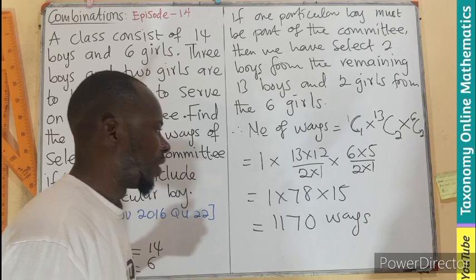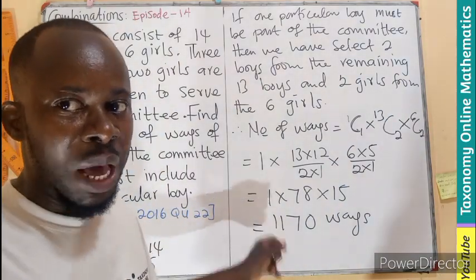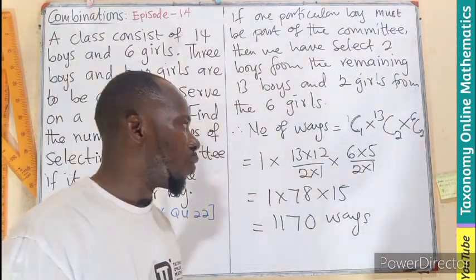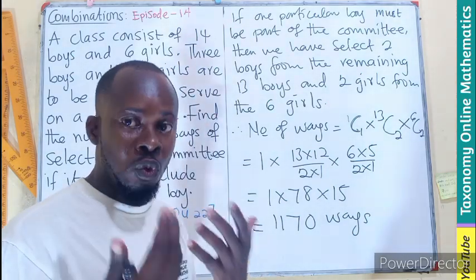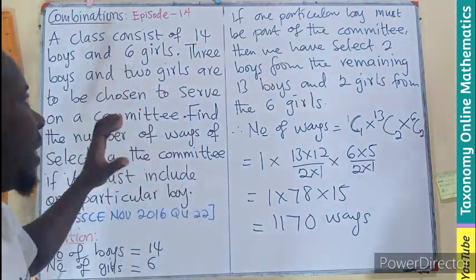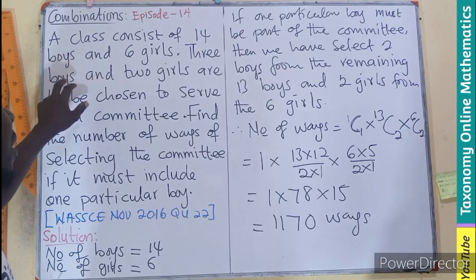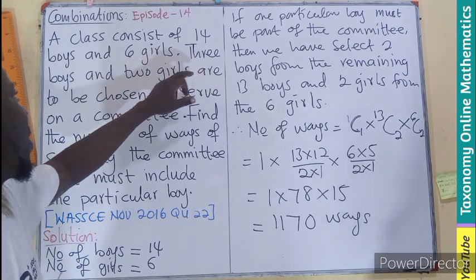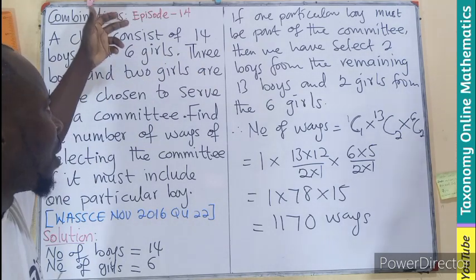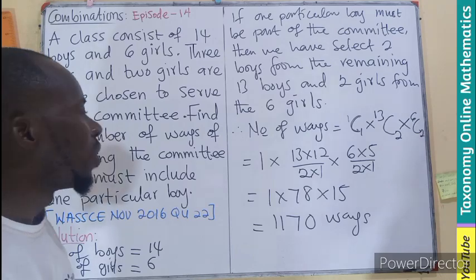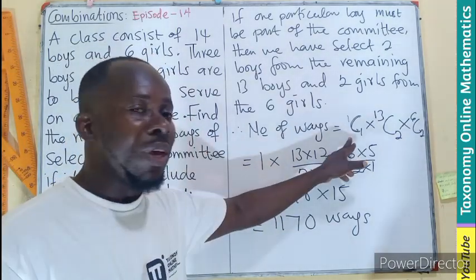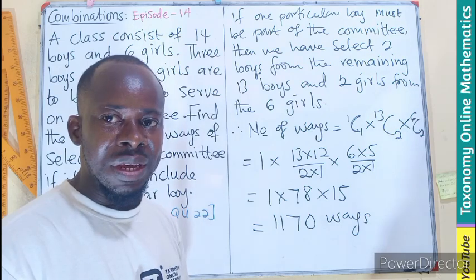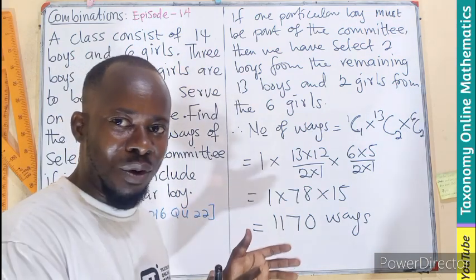So these are the number of ways. Don't forget the 1. When multiplied, it remains the value we are quoting here. So 1170 ways is how we can make the committee, where it must consist of 3 boys and 2 girls, when we are picking from 14 boys and 6 girls. The concept of this, if ignored, your answer will still be the same. I believe the concept is clear.